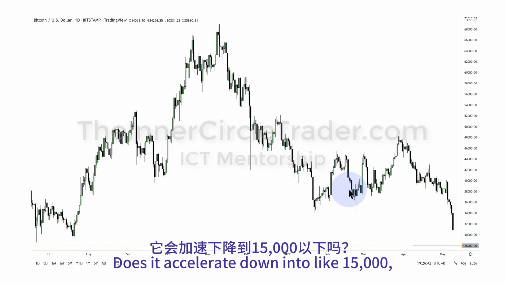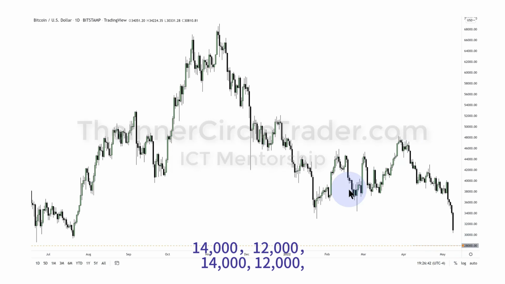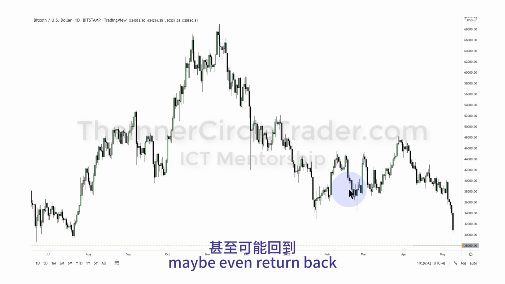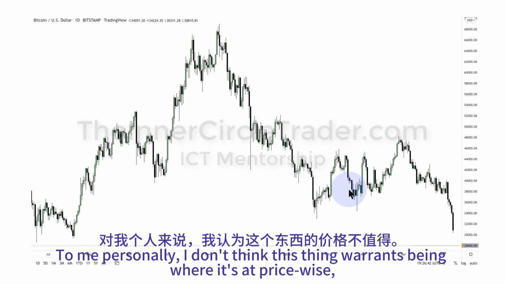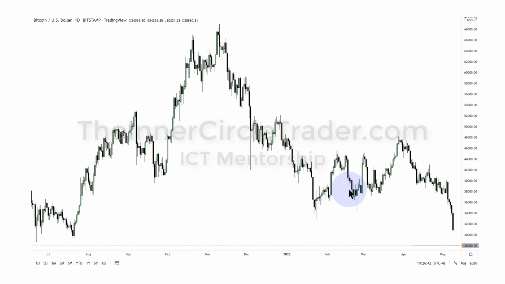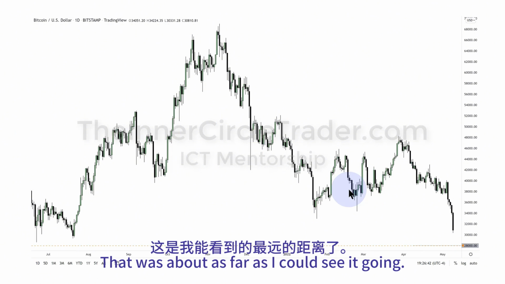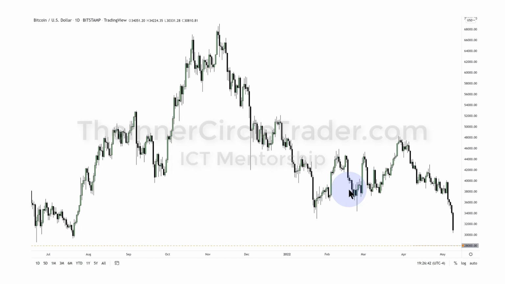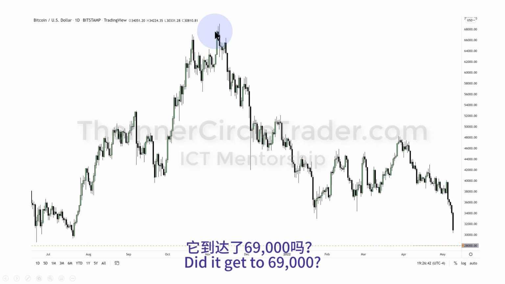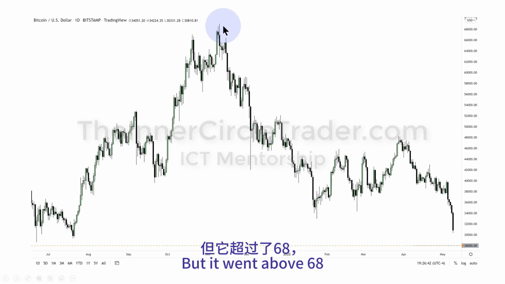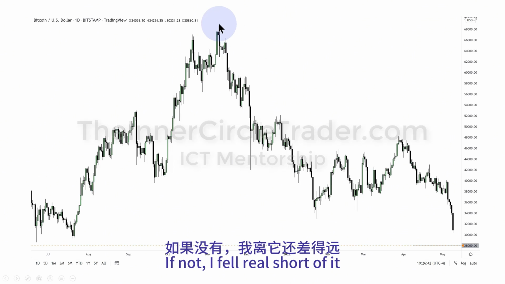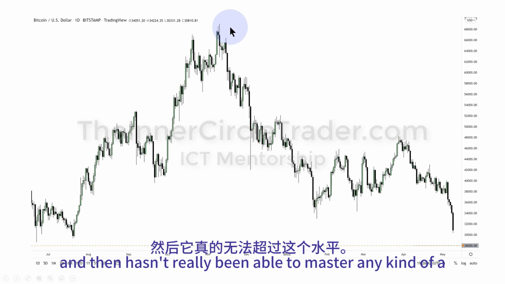Does it accelerate down into like 15,000, 14,000, 12,000, maybe even return back to and below 10,000? I don't know, folks. To me personally, I don't think this thing warrants being where it's at price-wise, you know? So I called 62,000. That was about as far as I could see it going. I was wrong. It went to like 60. I don't know what that is. Is that 69? Did it get to 69,000? I don't know. But it went above 68,000, it looks like here. If not, I fell real short of it. And then it hasn't really been able to muster any kind of a rally beyond that.